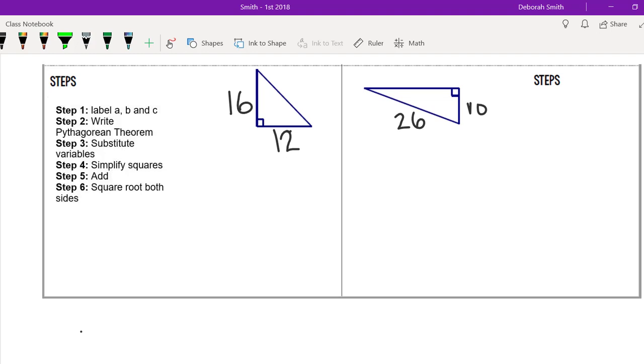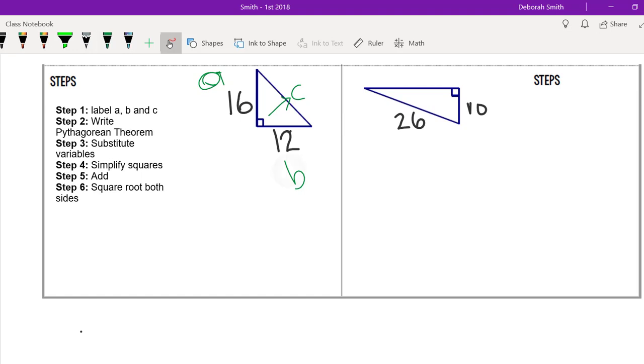So step 1, label A, B, and C. Looking over here, the legs form the right angle, so this is A right here and B right there, or it could be B and A, it doesn't matter, but the important part is that across from the right angle is C.